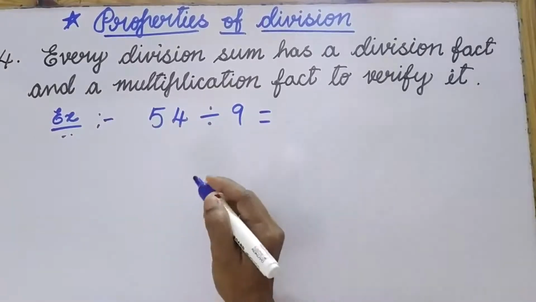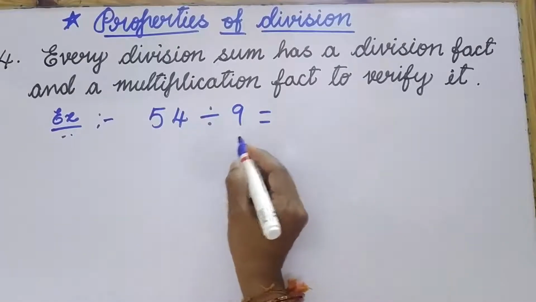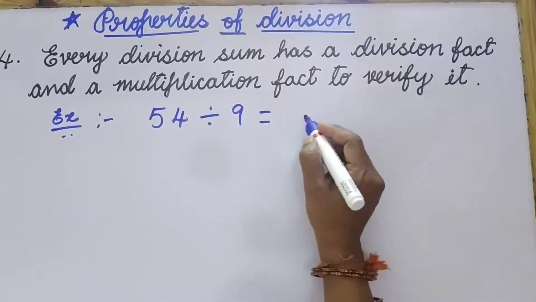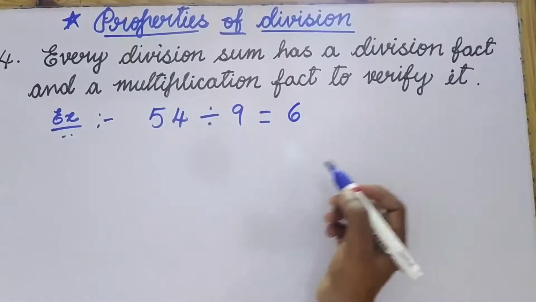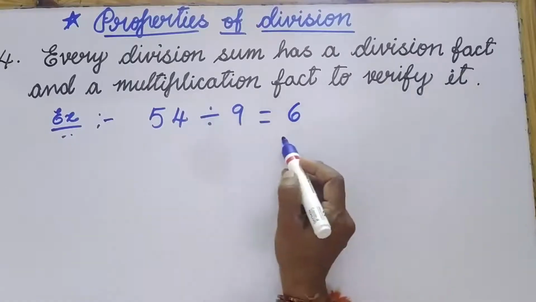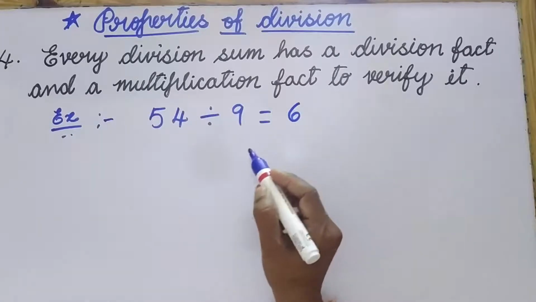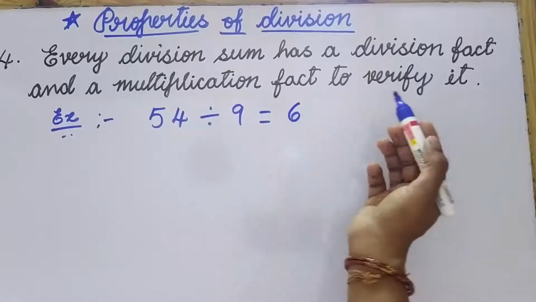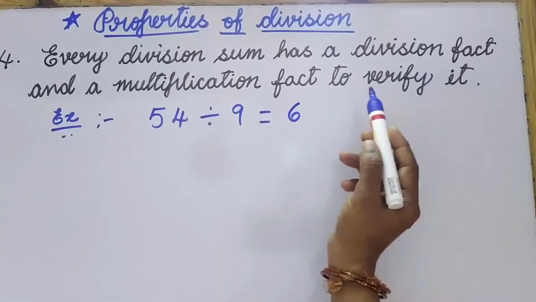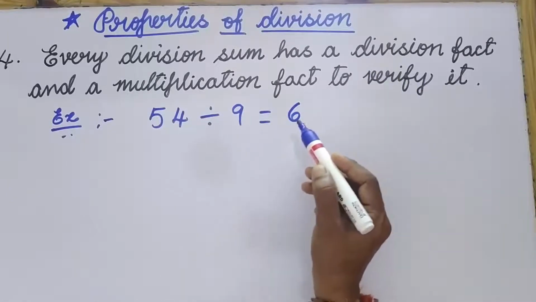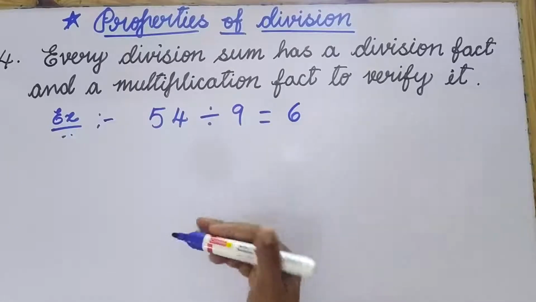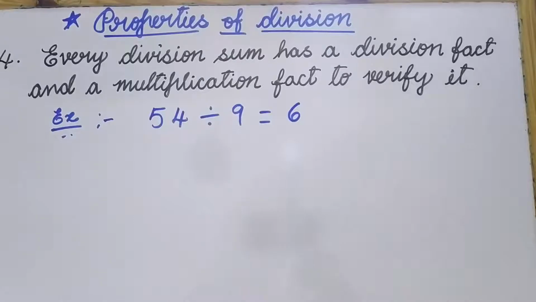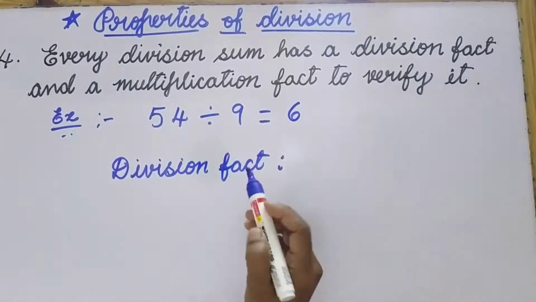Let us see one more example. 54 divided by 9. What will the quotient be? Yes, the quotient will be 6. Let us check. To verify whether this sum, whatever we have done, is right or wrong, we can go through this property. It will have a division fact and also a multiplication fact, both, to check the answer. Are you ready? What's the division fact?